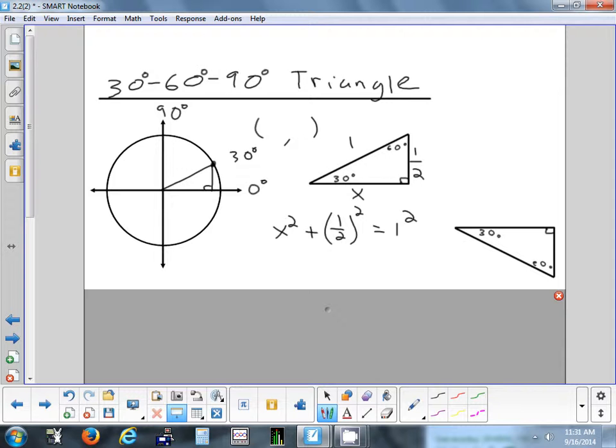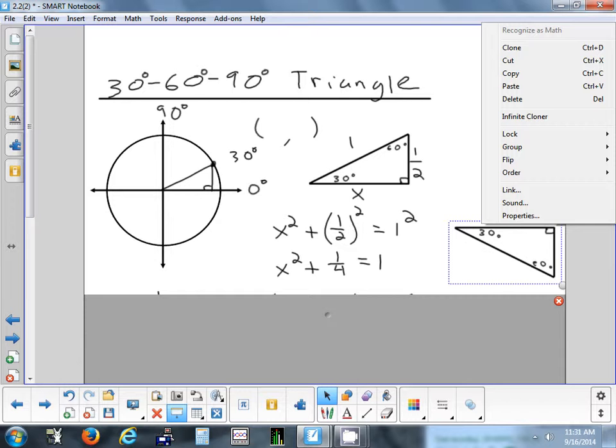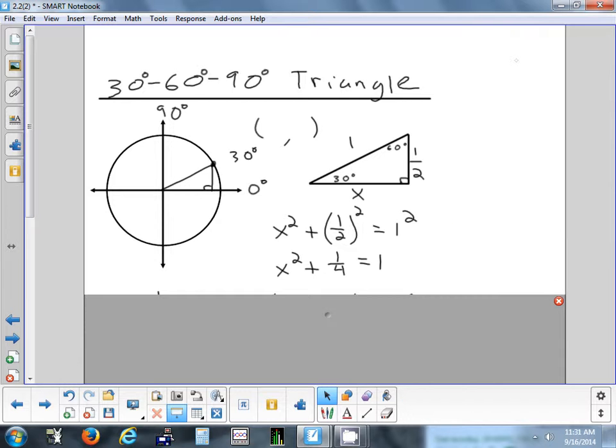Naisha, what's 1/2 squared? 1/2 times 1/2. This is like taking a half of something and then taking a half of that. How much would you have? 1/4. Right? 1/2 times 1/2 is 1/4. Now we're going to bring the 1/4 to the other side.